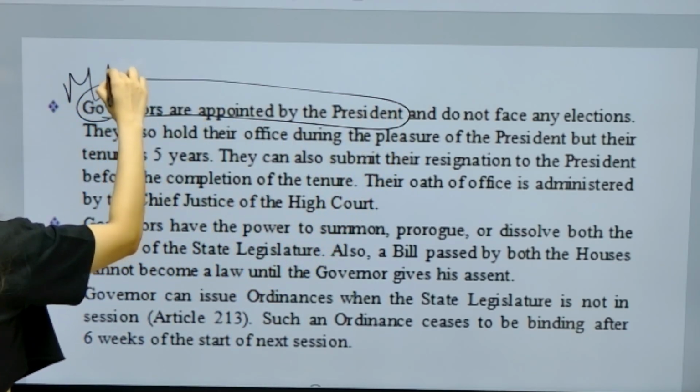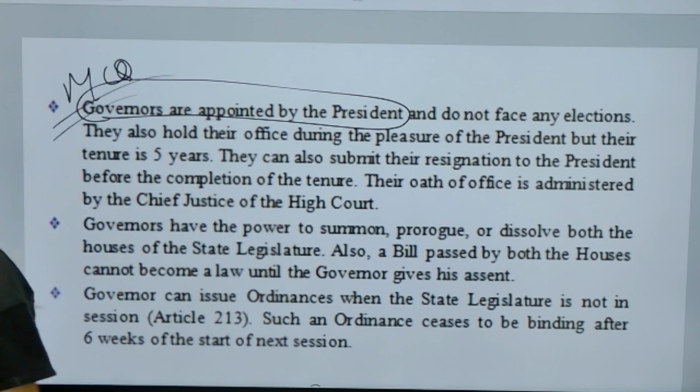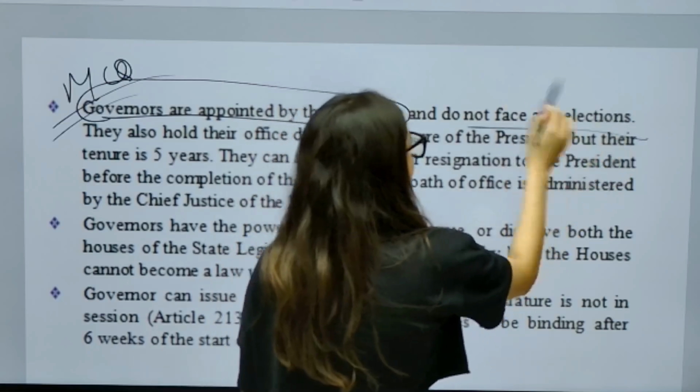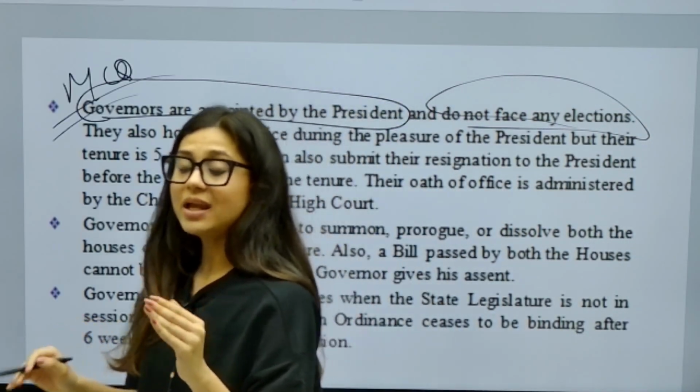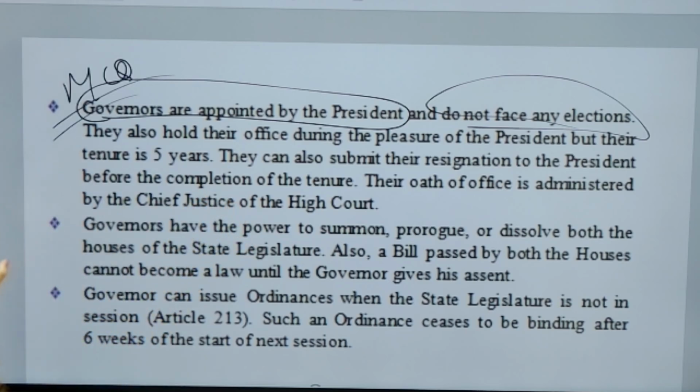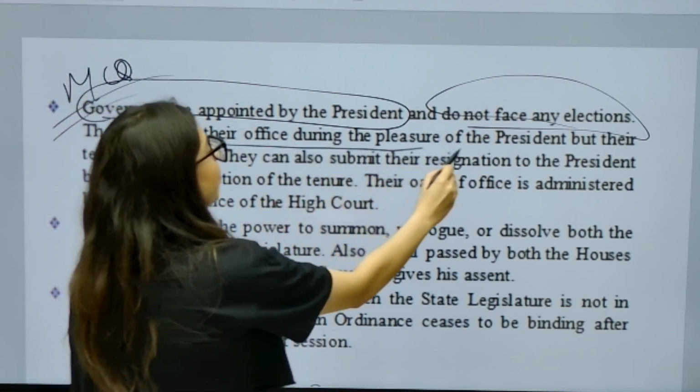You have to remember for your MCQ. Governors are appointed by the president. They do not face any election. They don't have any elections. President just chooses one person to be the governor. They hold their office during the pleasure of the president.